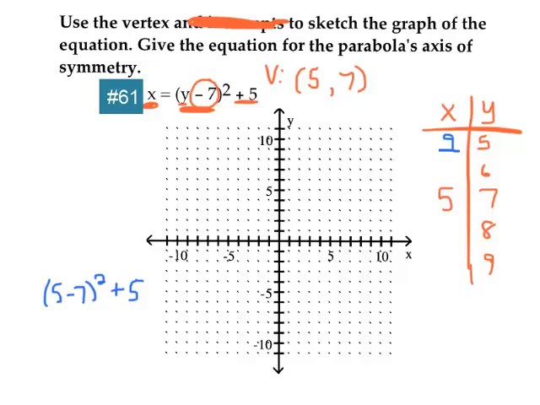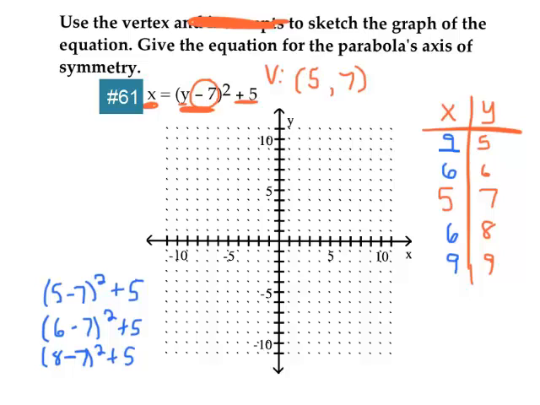9. Then if we plug in 6, we should get 6. If we plug in 8, we'll get 6 again, and then if we plug in 9, we should get 9 again. Then we just have to plot our points.